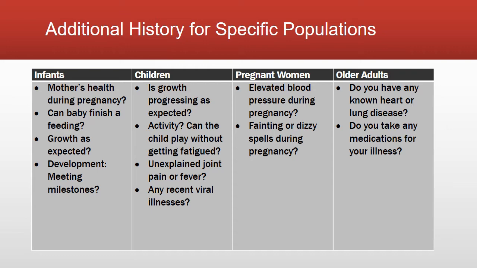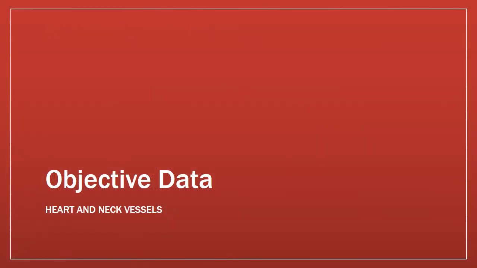With pregnant women, do they have elevated blood pressure during pregnancy? This could indicate preeclampsia. Is the pregnant woman having fainting or dizzy spells during pregnancy? With older adults, does the older adult have a known heart or lung problem? If so, is the older adult taking medications for this illness? This could also make cardiovascular problems worse. Once the subjective data is obtained, then the nurse can proceed to objective data assessment.